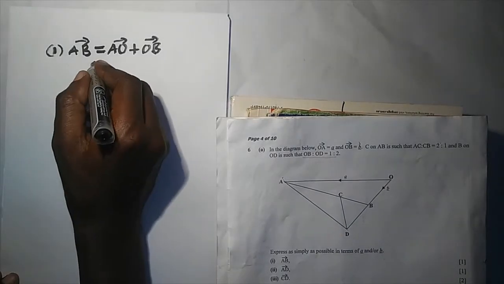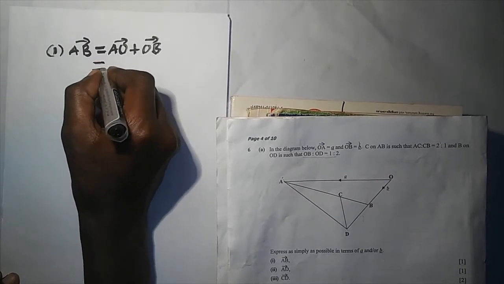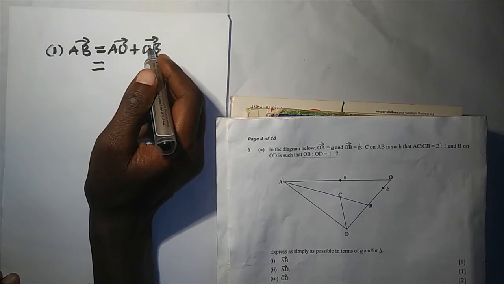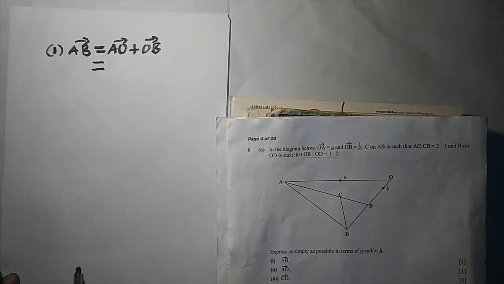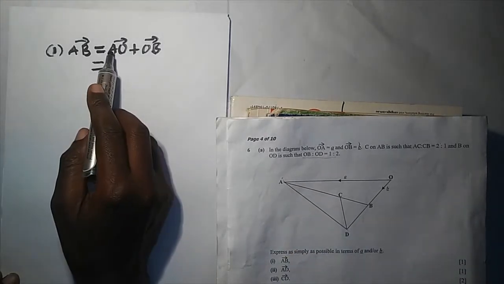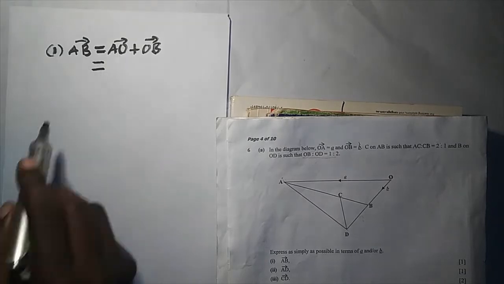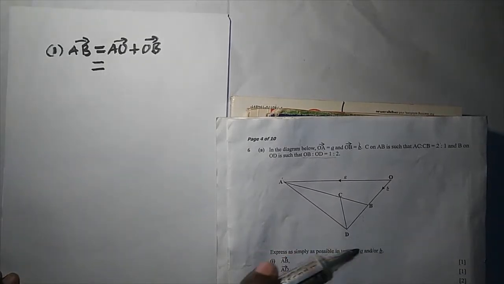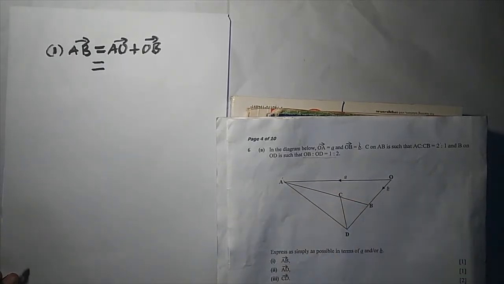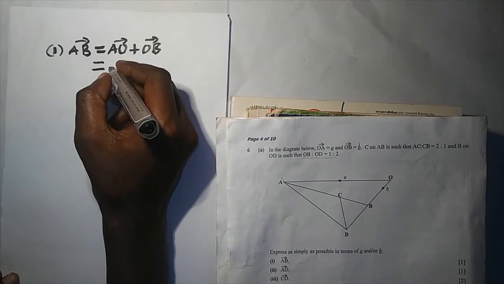So AB will be equal to AO plus OB. One thing you notice is that what we are given in the question is OA, and our formula is showing us that we should use AO. So we have changed the direction. We are going against the arrow. The arrow is pointing in this direction, and we are going the other direction. So we have to put a negative sign to show a change in direction.